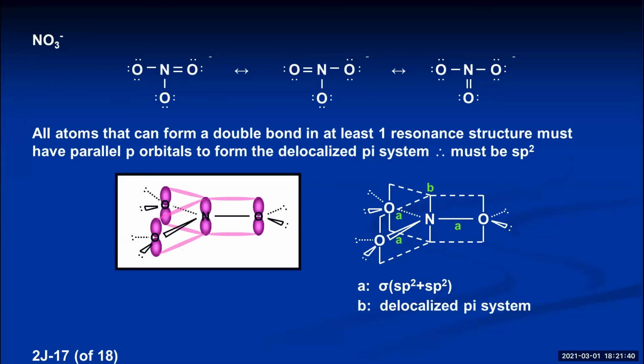And that's how you draw the bond orbital model for something that possesses resonance. You actually show you have a pi system where the orbitals are not localized between pairs of atoms. They're delocalized amongst many different atoms, okay?